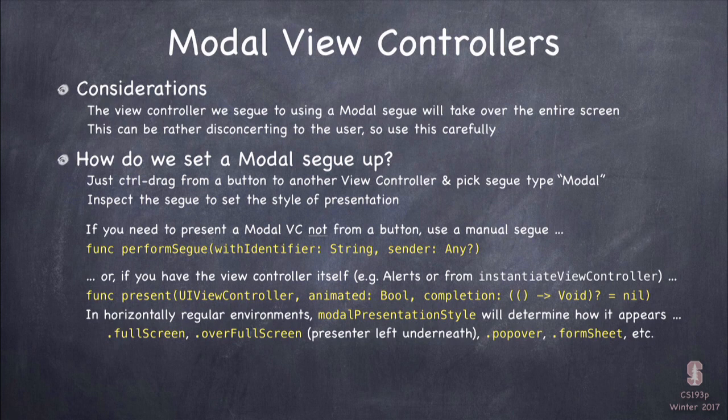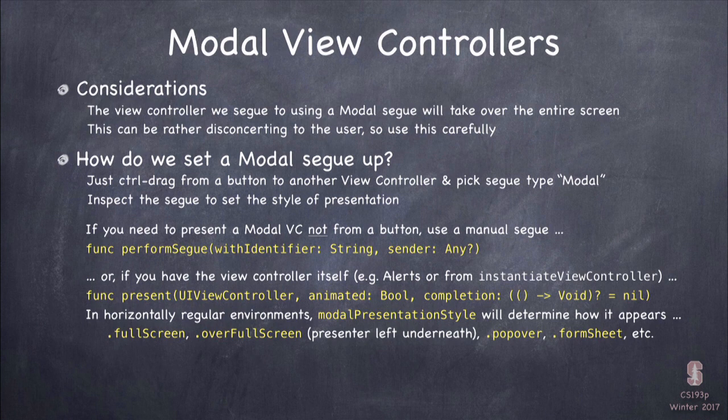Now, when you are causing this modal thing to appear, it can actually appear in different forms. One way is it can cover the entire screen, which you're going to always see in trait collections where it's horizontally compact. So it's like iPhone, or master maybe of an iPad. In a horizontally compact environment, it's going to cover up the whole space. But in other places, you might want it to appear as a popover. Or you might even want it to appear as kind of a form sheet, smaller than the huge iPad screen.